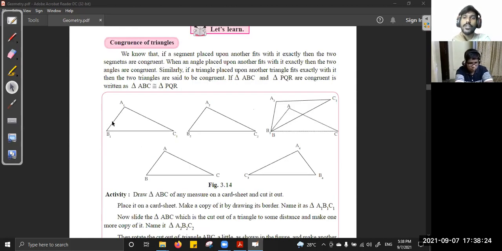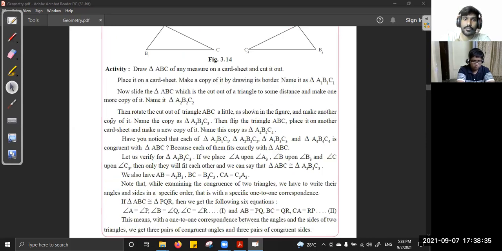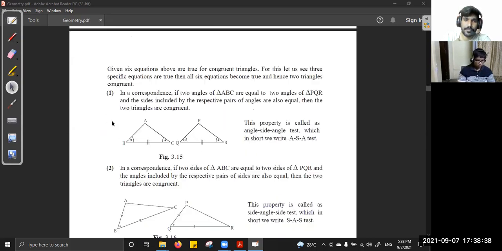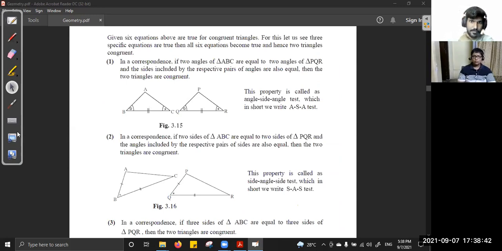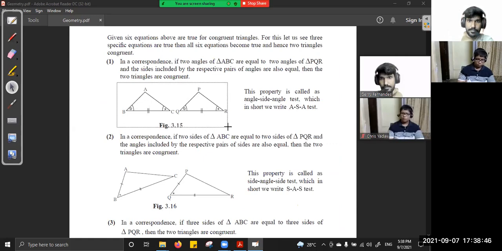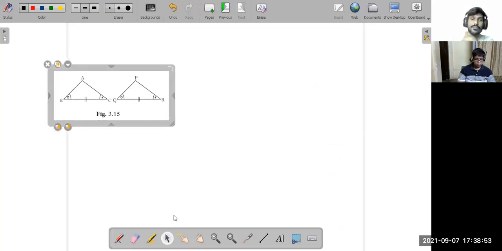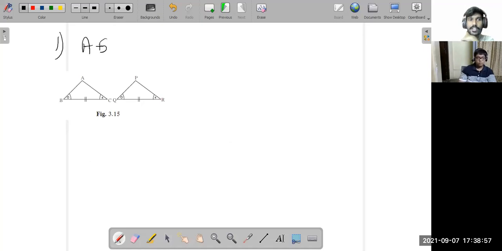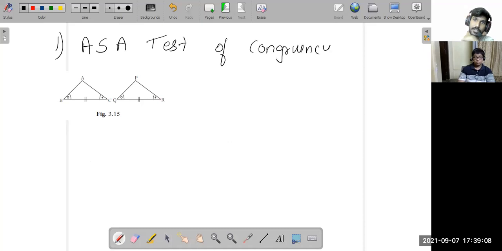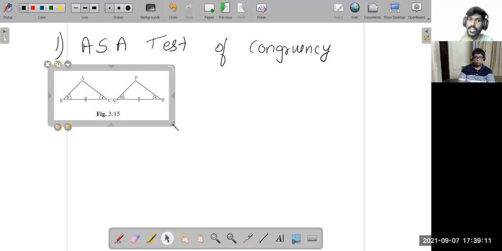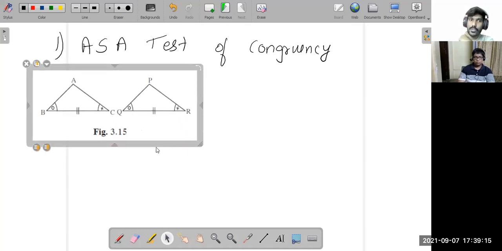So now we'll do congruence of triangles. What are the criteria needed to prove whether two triangles are congruent or not? The first is called the ASA test of congruency. In the ASA test of congruency, do you remember what happens? You had this in the 8th standard. Do you remember what happens?